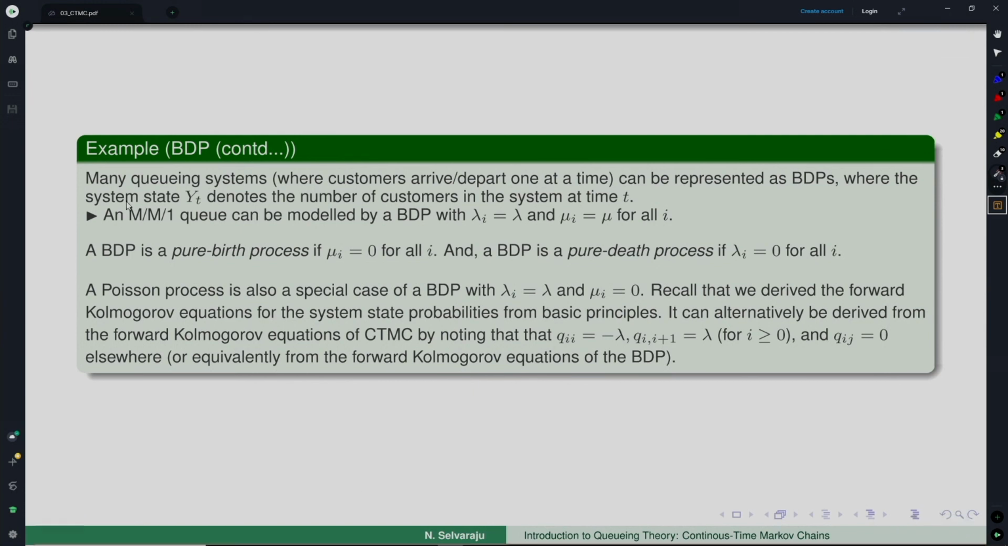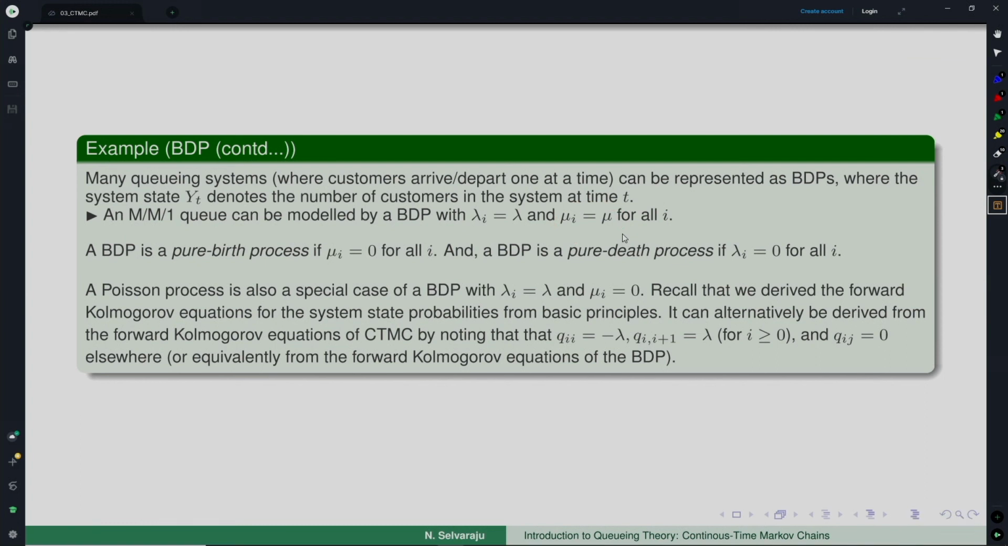Many queuing systems where the customers arrive or depart the system one at a time can be represented as a birth death process, because as you know, in a birth death process the system change happens by at most one state, to a neighboring state, either increasing by 1 or decreasing by 1. That would correspond to arrival or departure from the system one at a time. For example, the M/M/1 queue, where all lambda i equal lambda and mu i equal mu, is what we will see later.